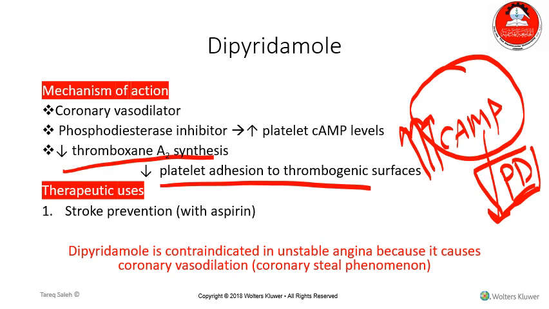But keep in mind that dipyridamole, because it's a coronary vasodilator and can be associated with the coronary steal phenomenon, is contraindicated in unstable angina, because the coronary vasodilation caused by dipyridamole shifts blood flow from the areas of myocardial infarction to other areas of the heart, resulting in more ischemia. So it should not be used in patients with acute coronary syndrome.